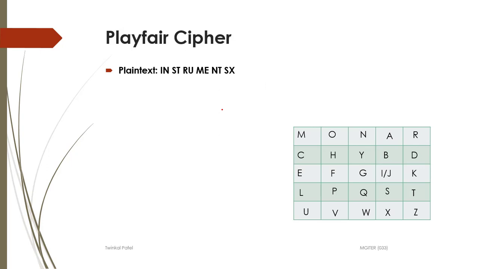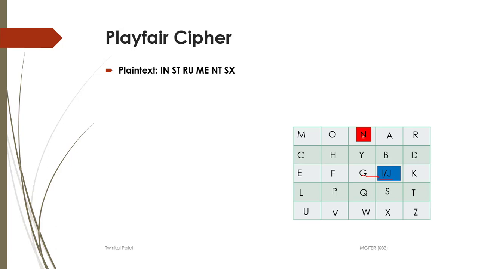We have our plain text split into pairs here. So we are going to apply these rules to our plain text. So first of all, consider the first pair, that is I and N. So I and N are not in the same row and the same column. So first of all, we are going to encrypt I. See the row of I which intersects N. So I is replaced with G.